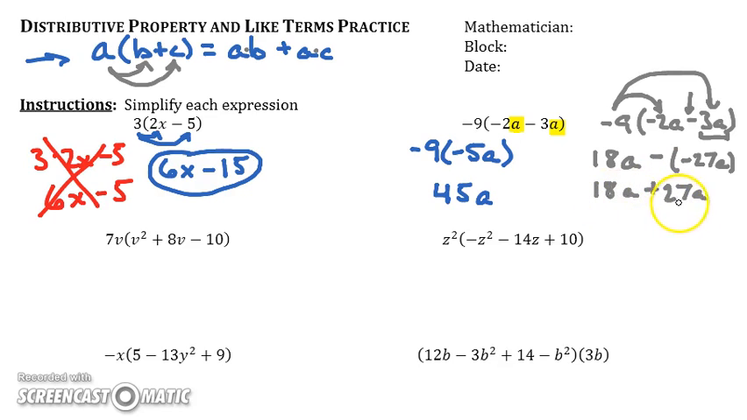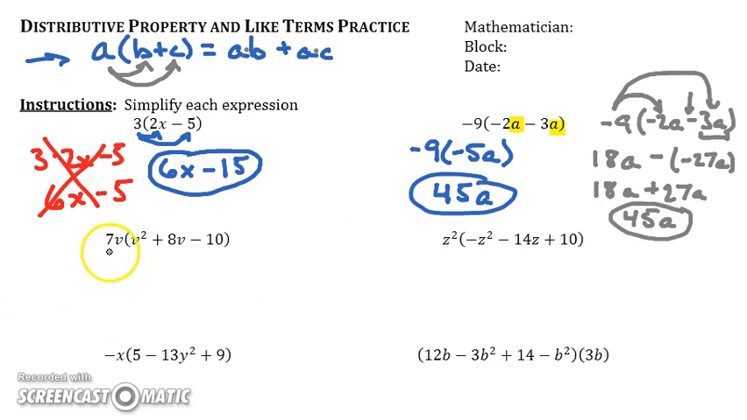If I have 18 apples and 27 apples, altogether I have 45, and again, apples. So in either case, I would end up with 45a.